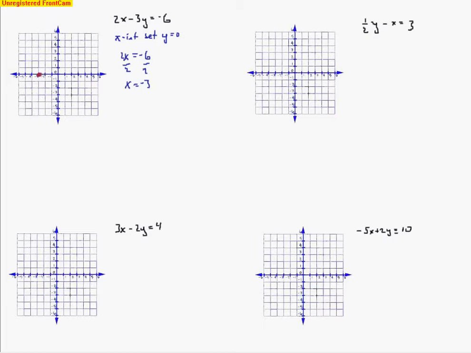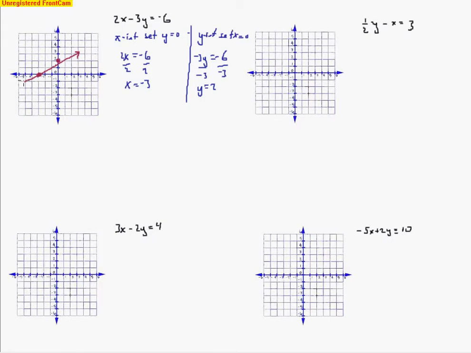Let's go ahead and find the y-intercept this time. So for the y-intercept, I'm going to end up setting x equal to 0. So I set that x equal to 0. When I do that, this term cancels out. I'm left with negative 3y equals negative 6. Do the division, divide by negative 3, and I've got my value, y equals 2. So all I'm going to do is just go 2 spaces in the y direction, put the dot there, and draw the line between those 2 points.